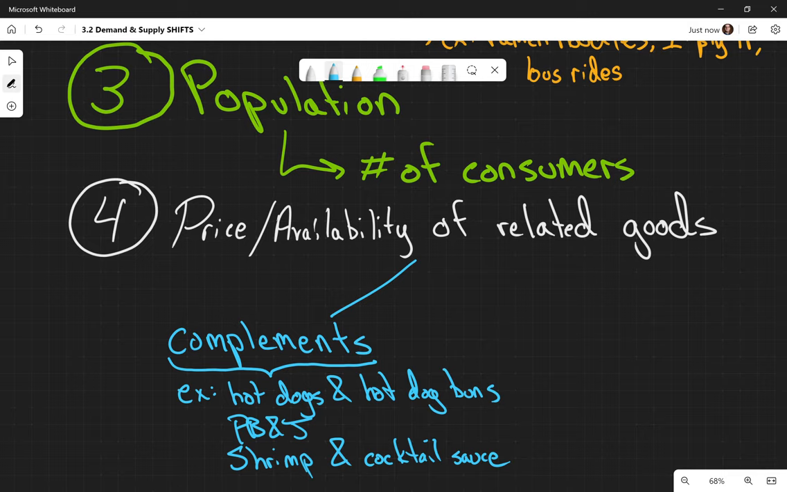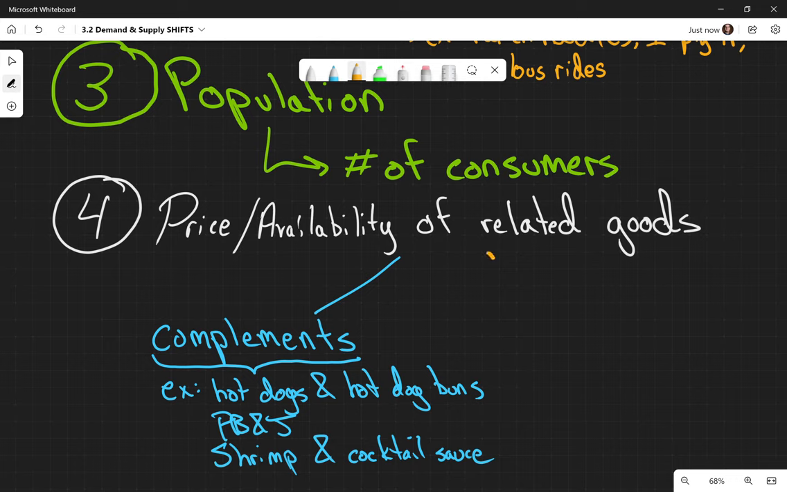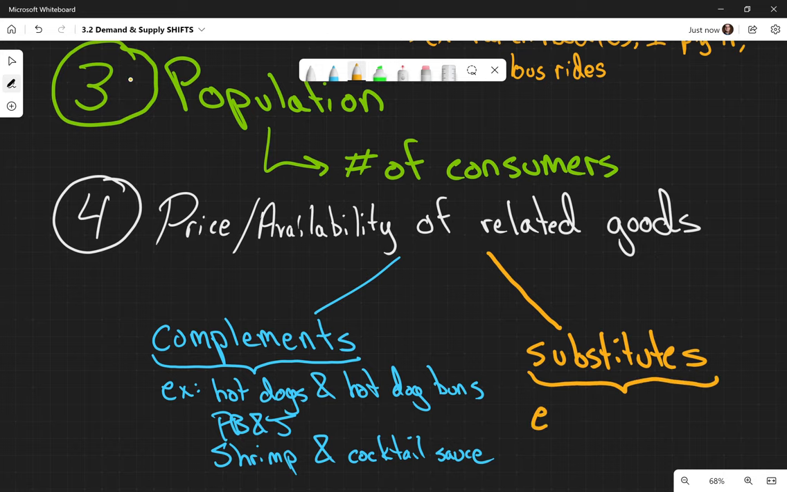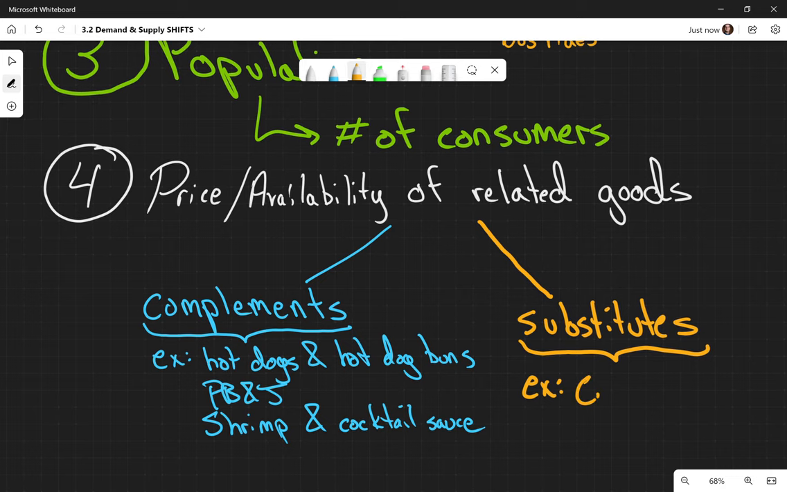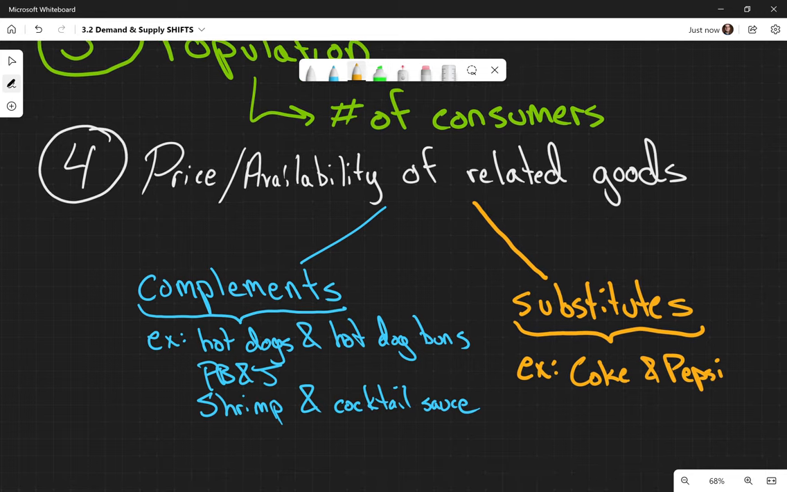The other type of goods that we have to be aware of are substitute goods. Substitutes are just that. They are things that we will buy in place of one another, right? So, Coke and Pepsi. Some other examples of substitutes might be hot dogs and hamburgers.